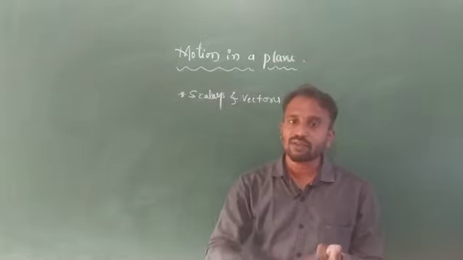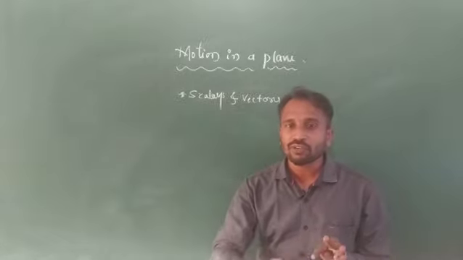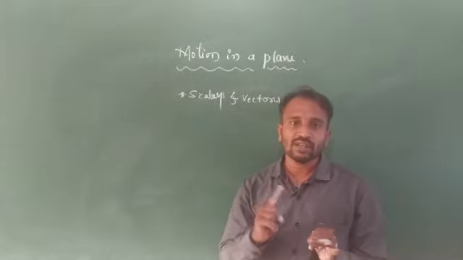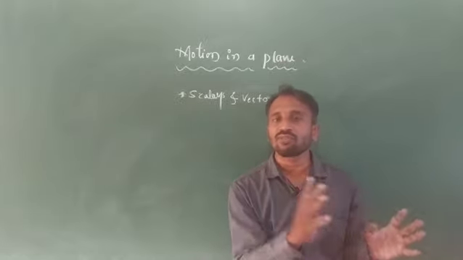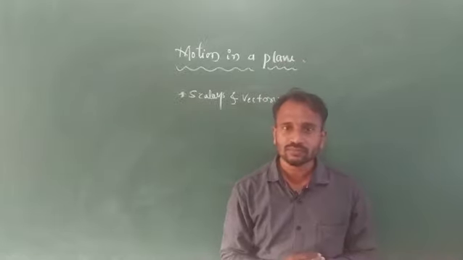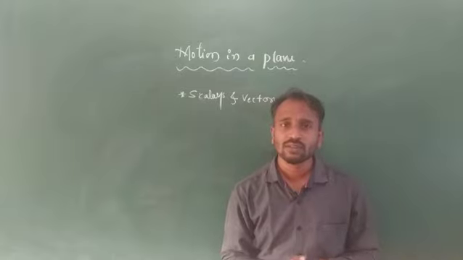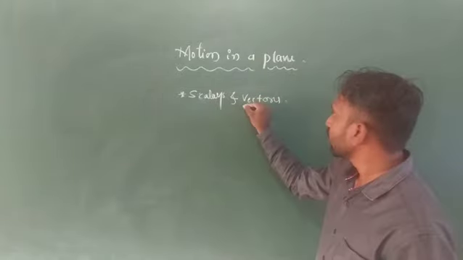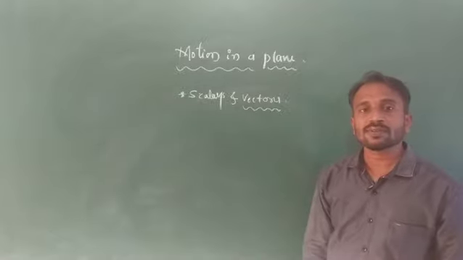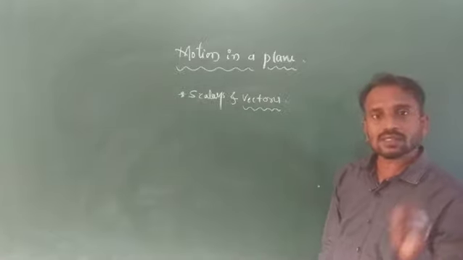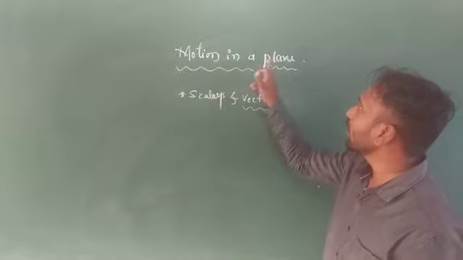For example, null vectors, unit vectors, like vectors, unlike vectors. It means different types of vectors are there. We have to study these things in vectors. Without vectors, we cannot study motion in a plane.